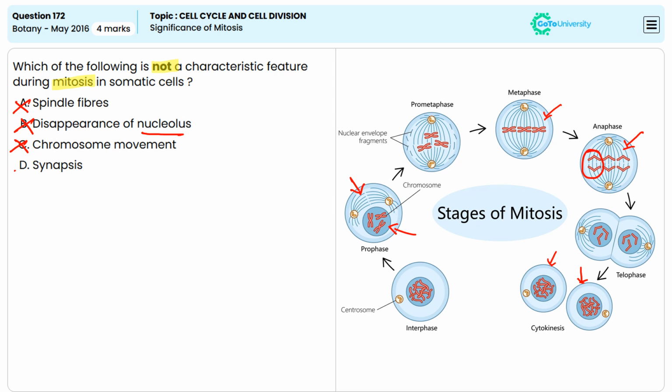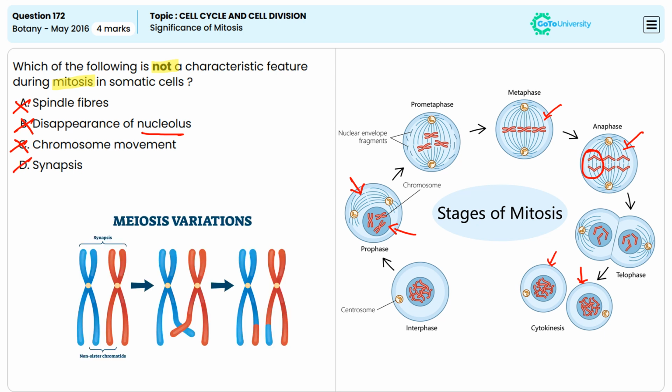Now coming to option D, synapsis. So synapsis is a process where the homologous chromosomes pair up during meiosis, not mitosis. So it occurs in prophase 1 of meiosis, and it is a key step in the formation of gametes, that is sex cells. So option D is the correct answer.